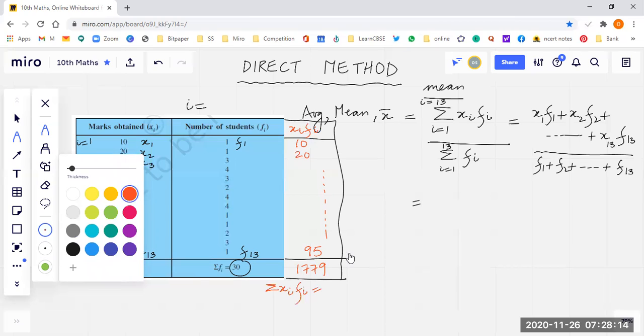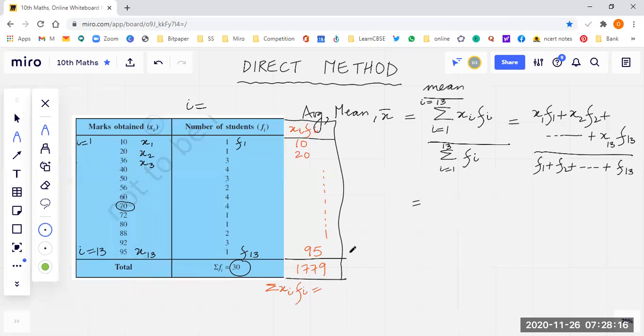You can say what is your mean. Your mean will be summation xifi, which is 1779, divided by total observations, summation fi, that is 30, right students? So once you divide these two, you will get 59.3. I'm also copying it from the textbook. I'm leaving all the calculations on your part, simple calculation, just concentrating on the concepts and how it is done. So mean is found to be 59.3.